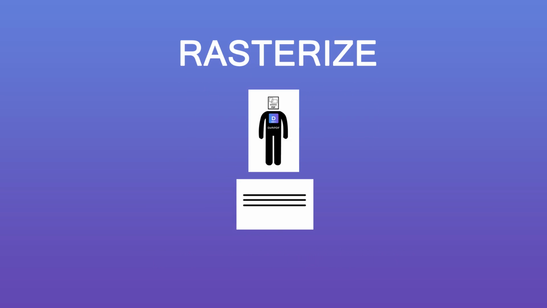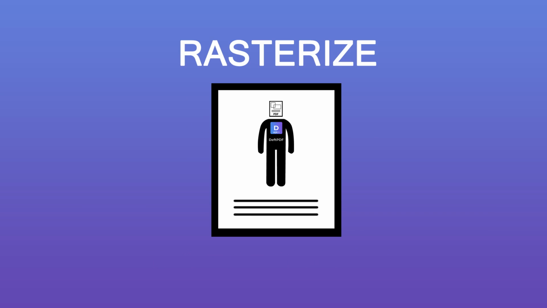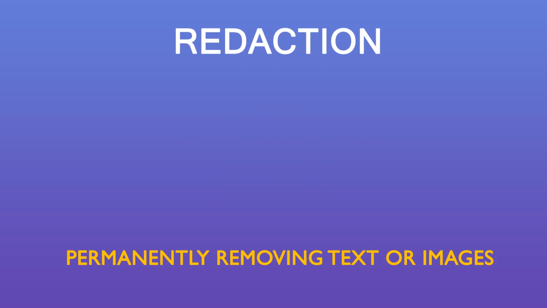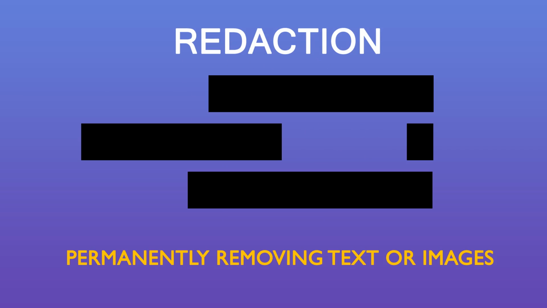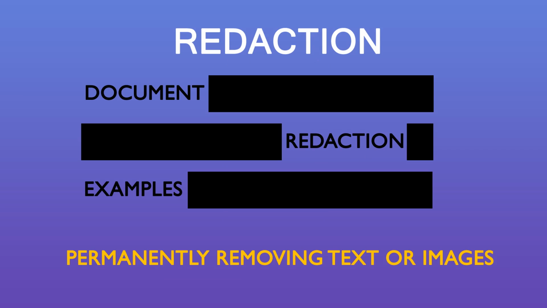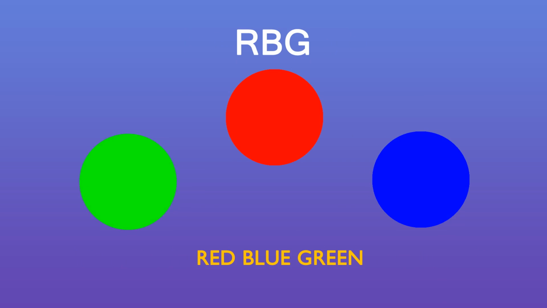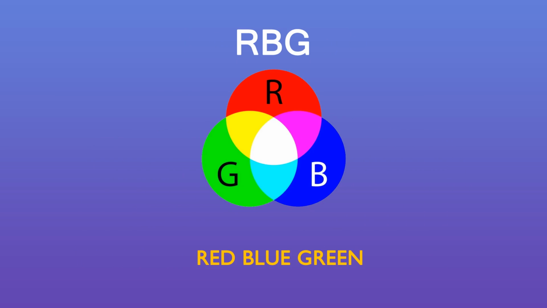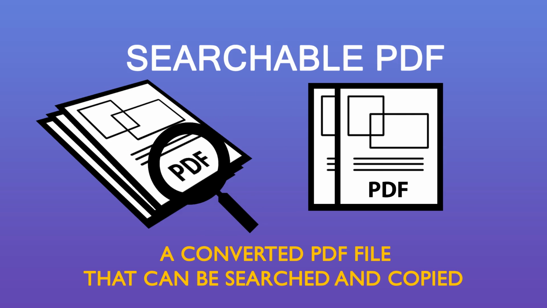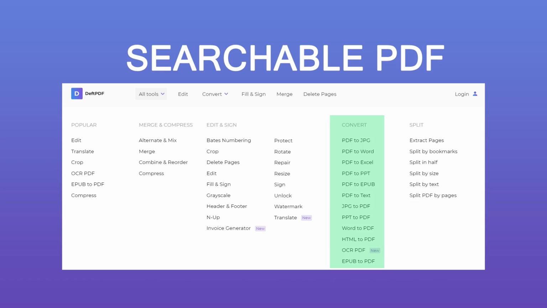Rasterize, converting an image vector into pixels or dots so it can be viewed and used for video display, print, or stored. Redaction, permanently removing text or images on a PDF and adding a censor-shaped new version of a text. RGB basically means red, green, and blue that represents the model and the process used in web and digital screens. Searchable PDF. The tool used to convert is an OCR tool, which you can also access at DeftPDF.com.